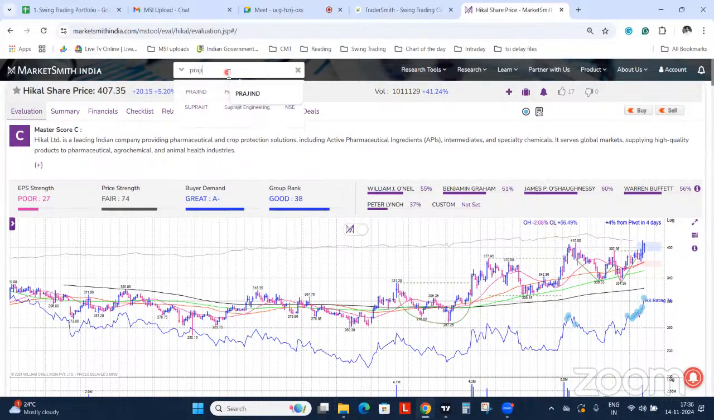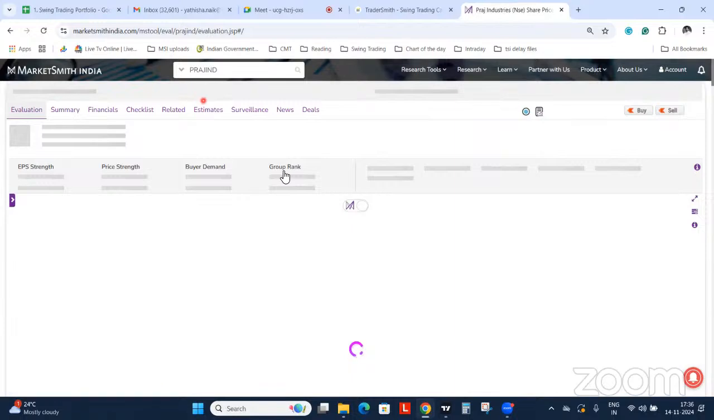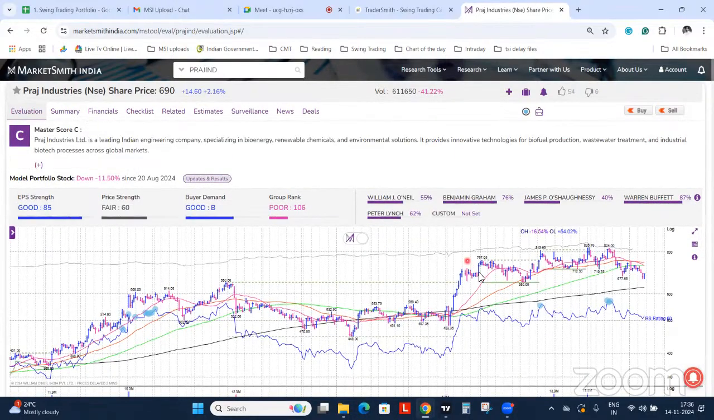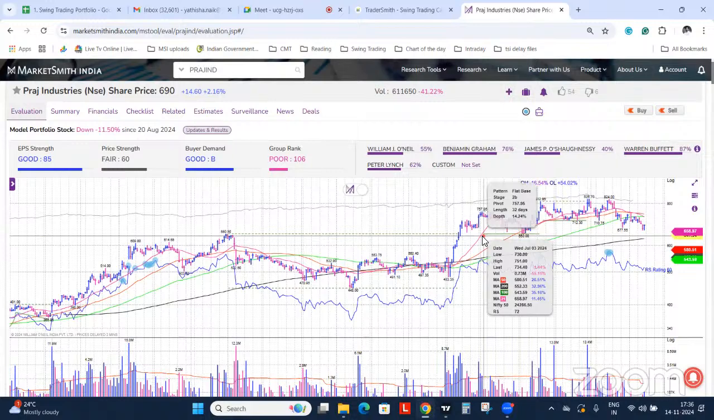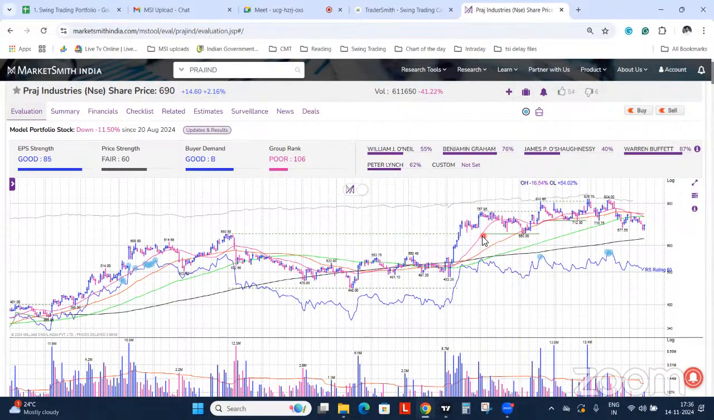Praj Industries, that is the last query for the day. Praj is sideways. It has already breached the 50 DMA and 100 DMA and is trending below them. Price-wise, 660 to 650 is a critical support area. Suppose it breaches 660, one can expect a move towards the 620 zone, so some negativity is there. To turn bullish from the current level, it must cross and hold 750. Currently it looks sideways with a negative bias.